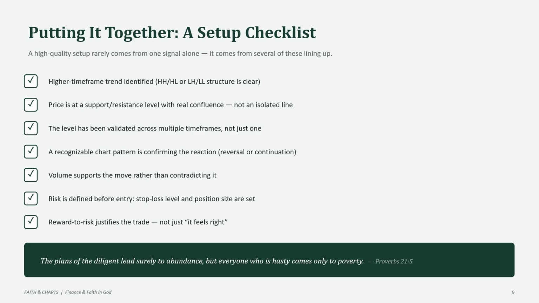So next you want to set up a checklist. How do you know when a setup is actually good? It's not one thing, it's confluence here. What I'm looking for before I even consider a trade is: is the higher time frame trend clear? Higher highs and higher lows, or lower highs and lower lows.